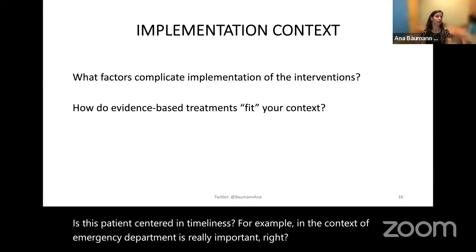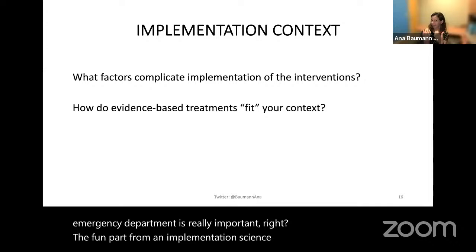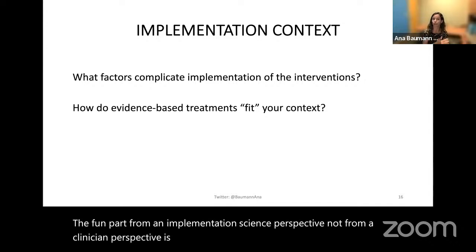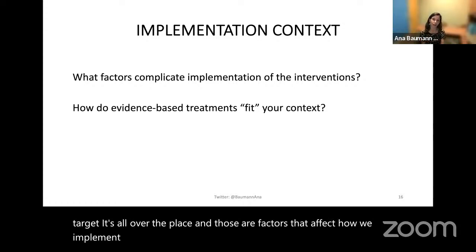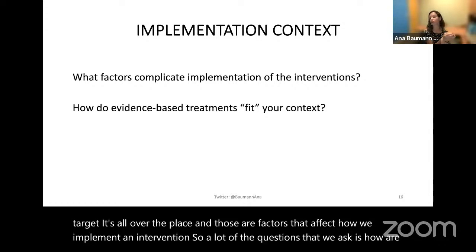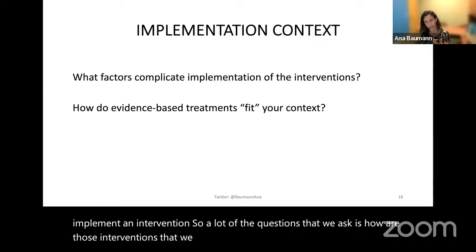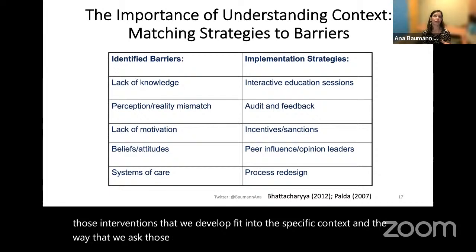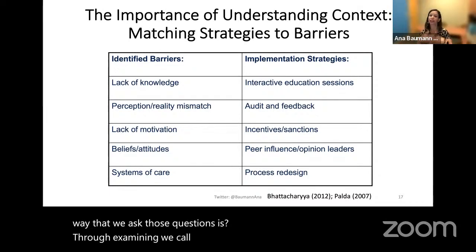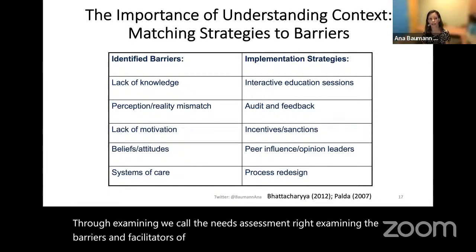The fun part from an implementation science perspective, not from a clinician perspective, is that context is crazy, right? So context is a moving target. It's all over the place. And those are factors that affect how we implement an intervention. So a lot of the questions that we ask is, how do those interventions that we develop fit into the specific context? And the way that we ask those questions is through examining, we call it a needs assessment, right? Examining the barriers and facilitators of the hospital setting, say.